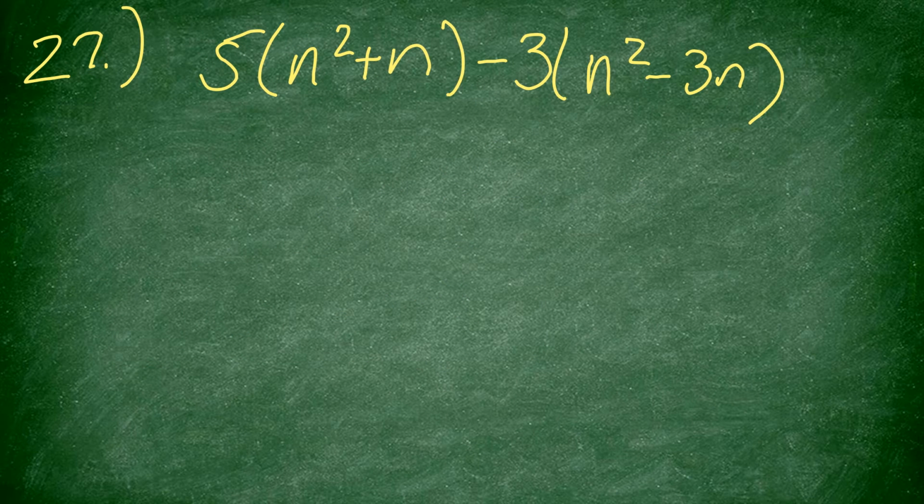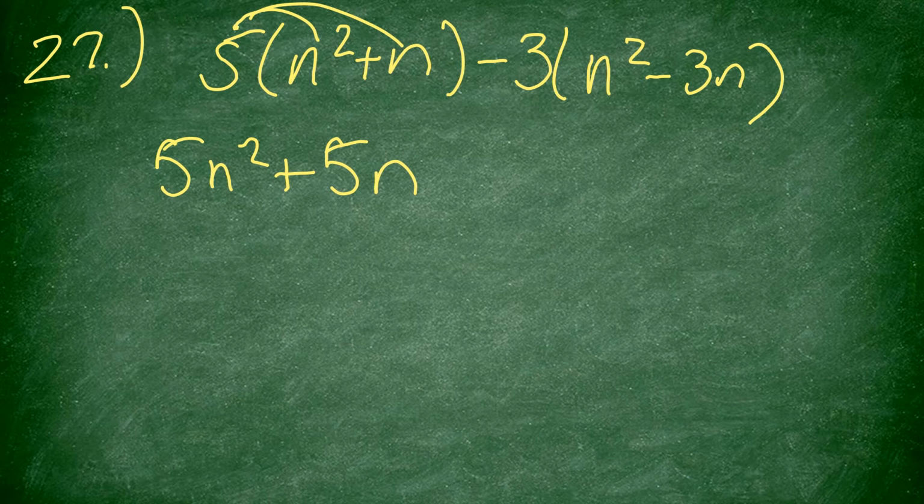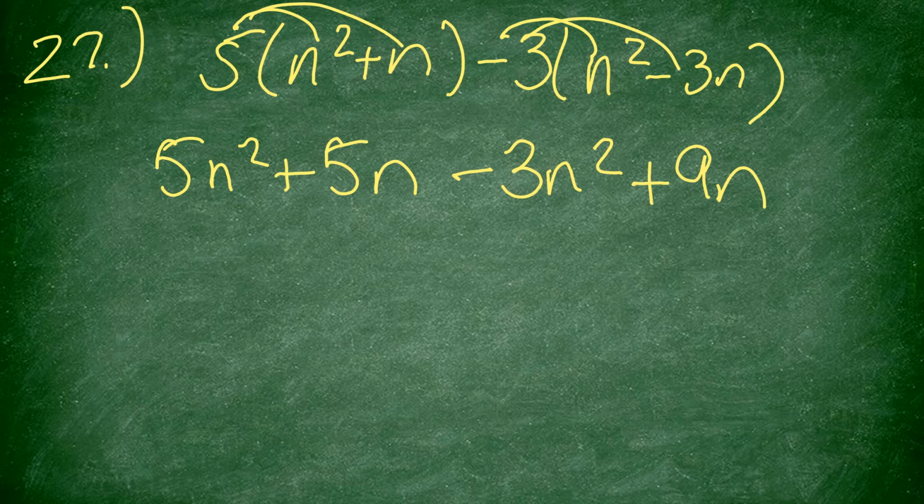All right, 27. 5 goes to the n squared and the n. Remember, pizza delivery guy, I see parentheses, I have to think distributive property. 5n squared plus 5n. Remember, n squared and n are not like terms, they cannot be combined. That little exponent 2 doesn't do anything. Negative 3 goes to both. Notice the negative sign is with the 3, so it's minus 3n squared. Minus and minus is a positive 9n.